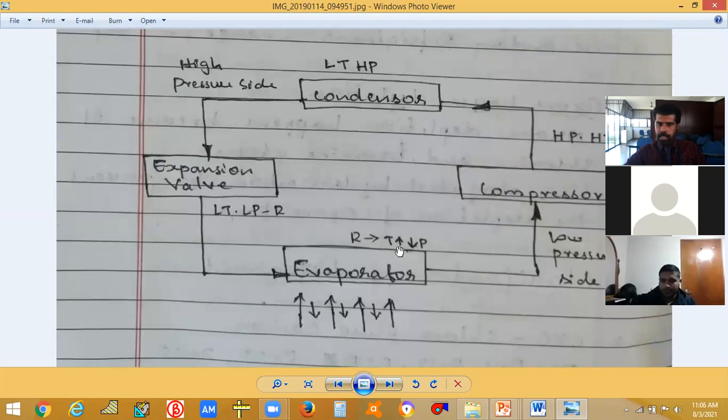Initially the temperature is low and pressure is also low. After the evaporator, the temperature becomes high, pressure remains low. So this is the low pressure side. Next, it goes to the compressor. After the compressor, it is converted to high pressure, high temperature. Then it goes to the condenser, where it is low temperature, high pressure. Now this is the high pressure side. Then it comes to the expansion valve, where again it is converted to low pressure, low temperature refrigerant.